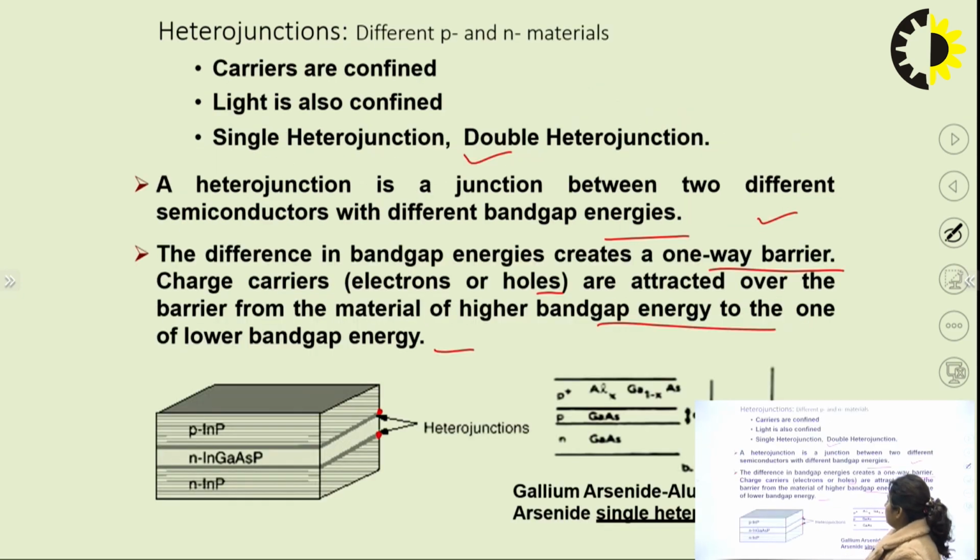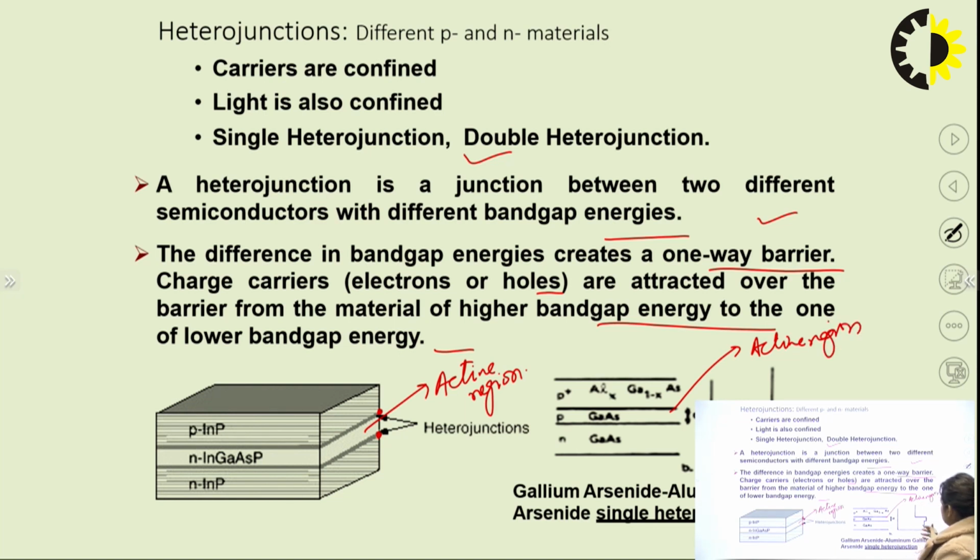You can see from the last figure I have shown that p indium phosphide and n indium phosphide, and in between there is n indium gallium arsenide phosphide active region. So this region is basically your active region. Similarly, here we have p plus aluminum gallium arsenide and gallium arsenide active region, and n type gallium arsenide. So this is also your active region.